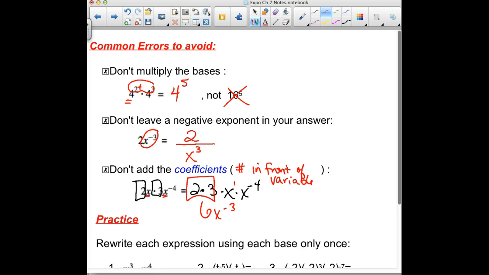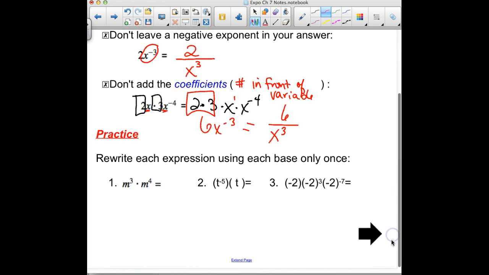And then we go back to our previous common mistake. We don't want to leave it that way. We need to move that x to the third down into the denominator. All right.